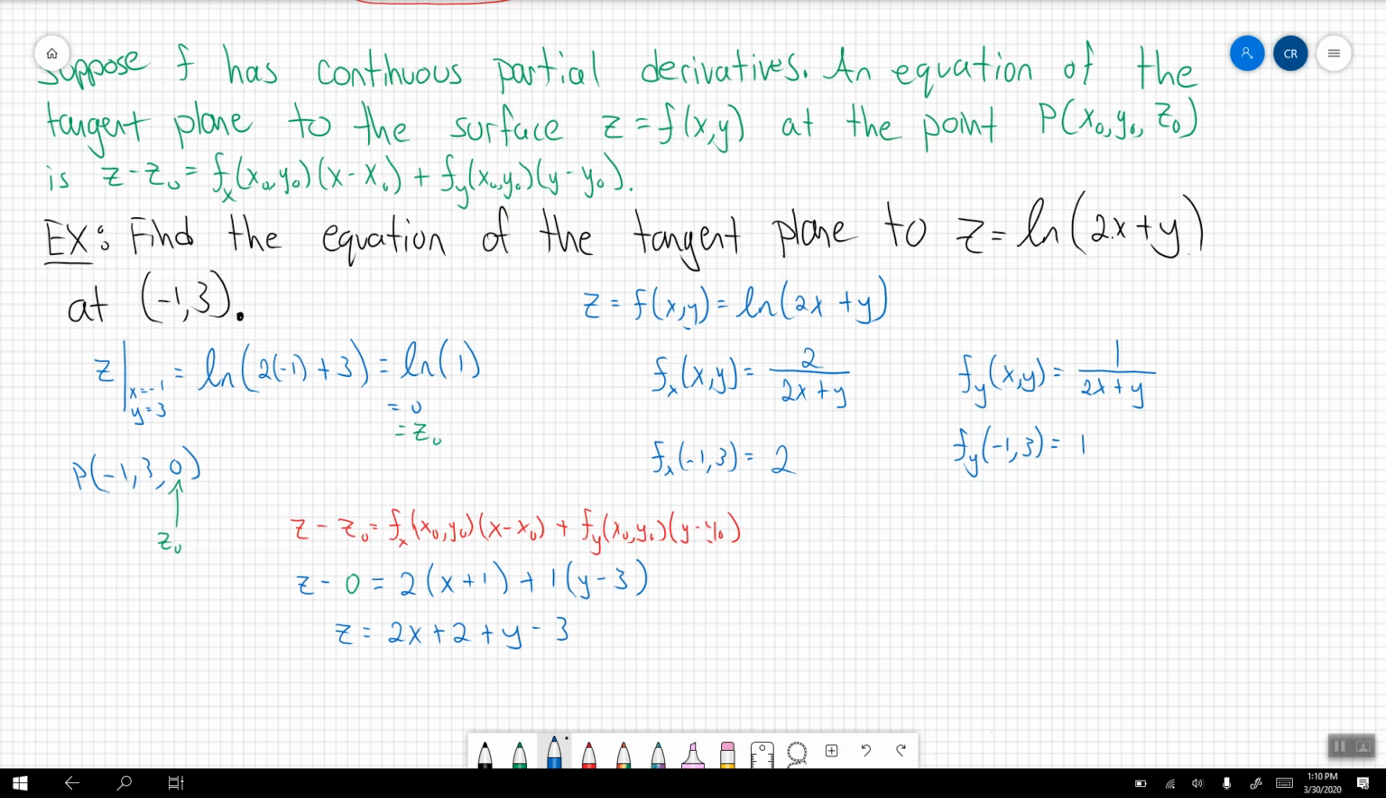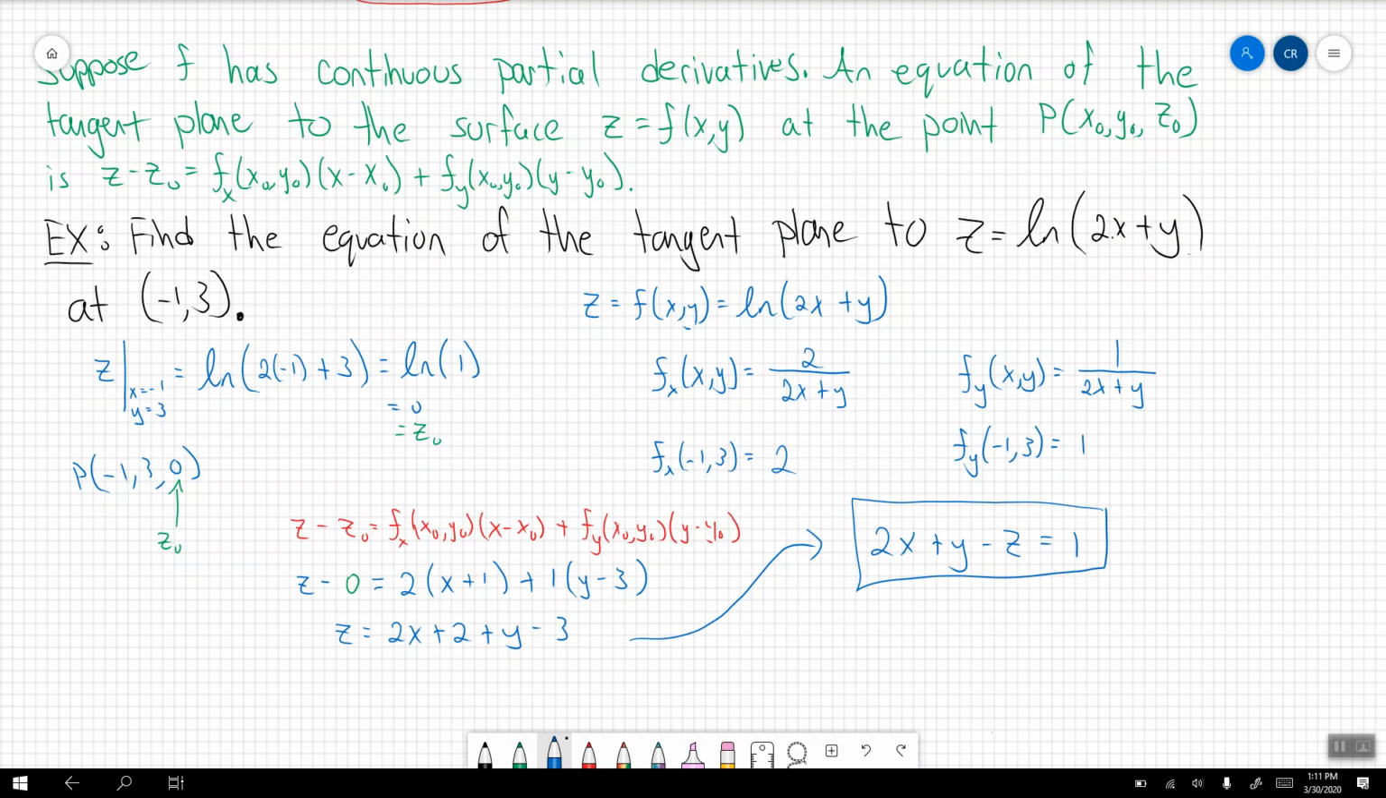Now this actually gets to simplify a little bit further. Let's get all the variables to one side. I like getting everything to the left side, so let's say 2x plus y minus z should be equal to 1. There we are. That is our final answer.